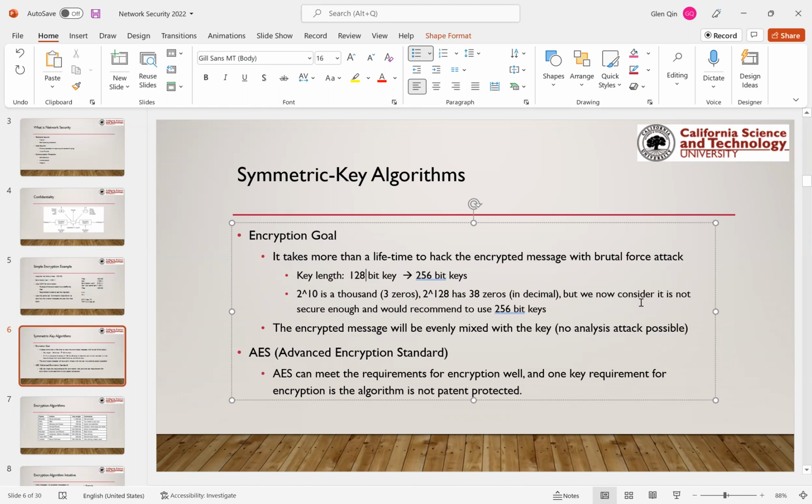In the past, we said a 128-bit key. So how many combinations are there with a 128-bit key? Normally, a 10-bit key is 3 zeros in decimal. So with 128-bit, you have 38 zeros in decimal. If you try 38 zeros' worth of times to find out which key was used, how long does it take with the fastest computer nowadays? Roughly, it takes about a few hundred years. So that's why it takes more than a lifetime. That's the estimate. I think 20 years ago, they said a 128-bit key is secure enough.